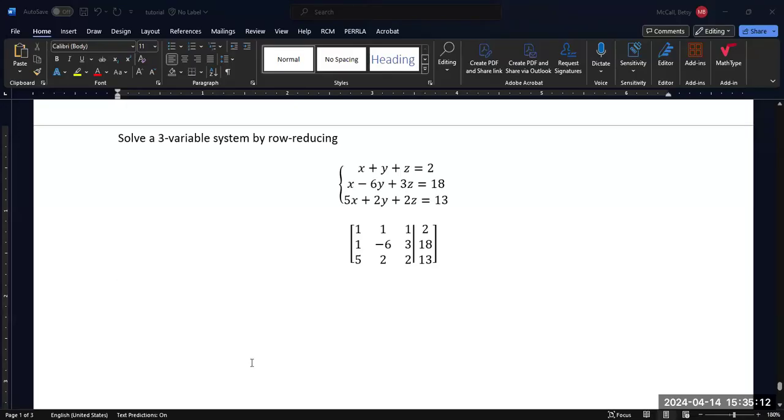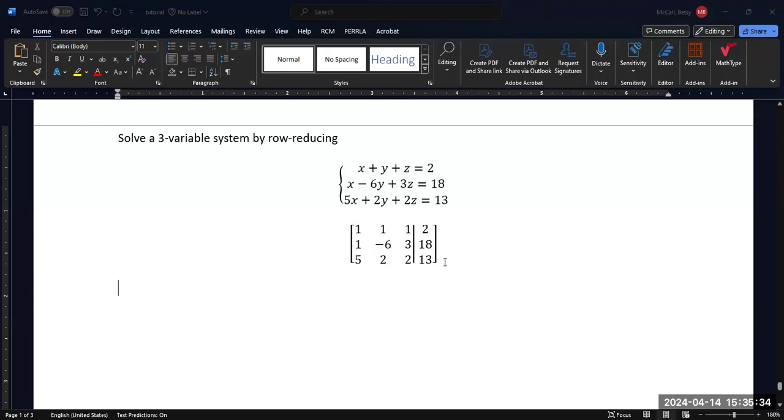All right, so in this video, we're going to look at how to solve a three-variable problem by using row reducing. So this is our initial system. We have three equations and three variables. x plus y plus z is 2. x minus 6y plus 3z equals 18. And 5x plus 2y plus 2z is equal to 13.